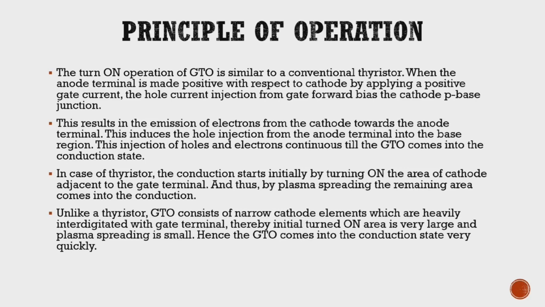In case of Thyristor, the conduction starts initially by turning on the area of cathode adjacent to the gate terminal, and thus by plasma spreading the remaining area comes into the conduction. Unlike a Thyristor, GTO consists of narrow cathode elements which are heavily interdigitated with the gate terminal. Thereby, the initial turned-on area is very large and plasma spreading small. Hence, the GTO comes into the conduction state very quickly.